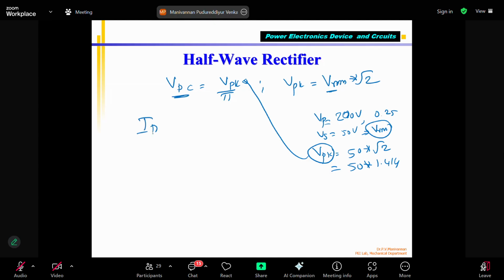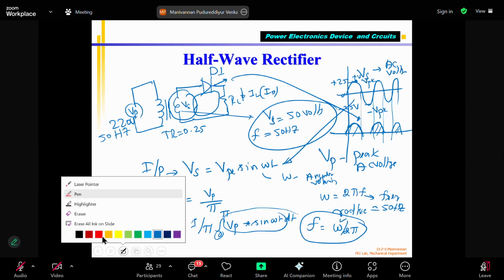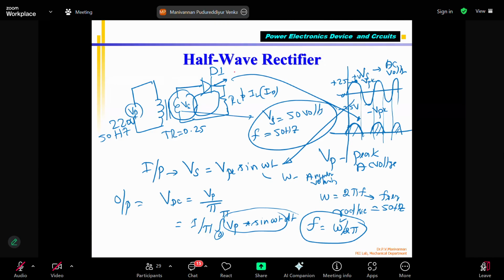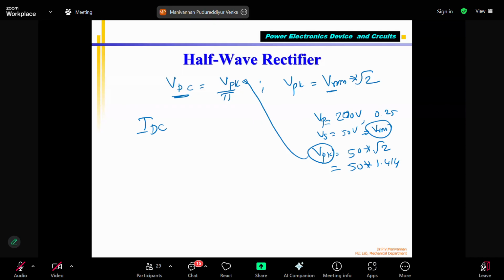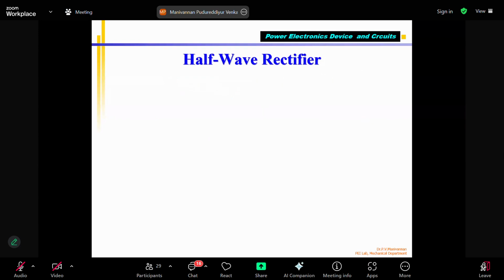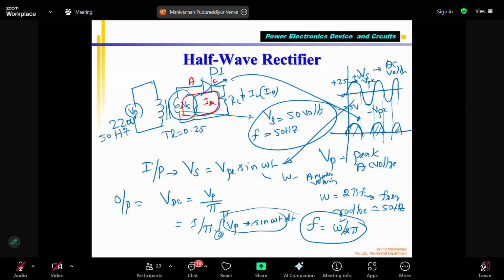Then what will be the current flowing through this? IDC through the load, because current is flowing through this. Because my diode is conducting, we know that when the voltage between anode and cathode is above 0.7 volt, the voltage of the anode is 0.7 greater, the diode will start conducting and current will flow. Current will flow like this around the circuit. This is called IDC. How will you calculate IDC? IDC equal to IPK divided by pi. Correct? Again, how will the current vary in this? The current also will be varying.